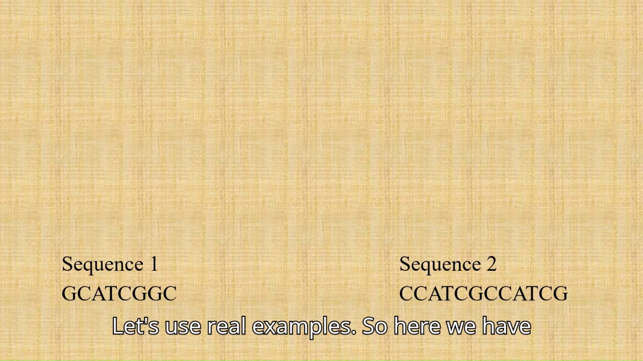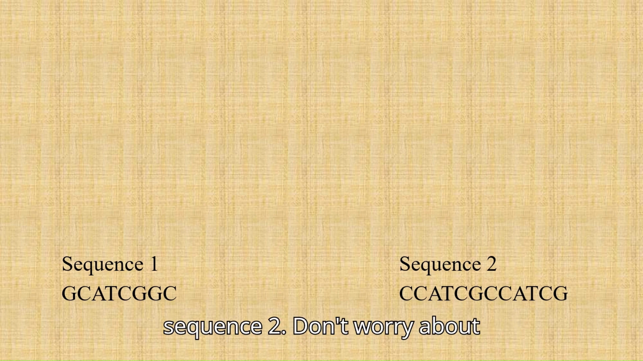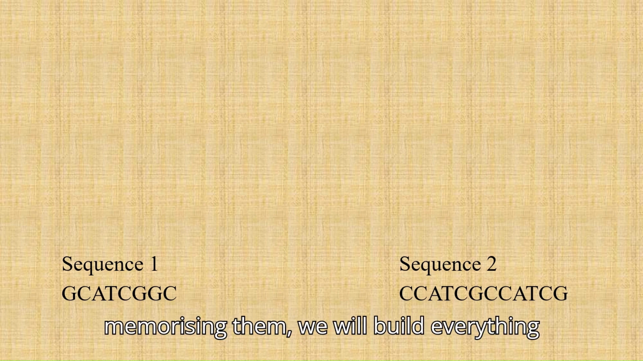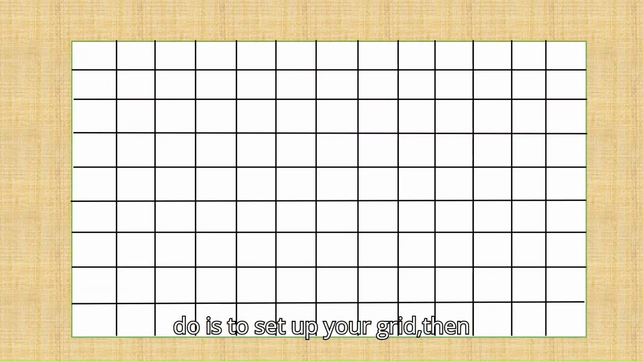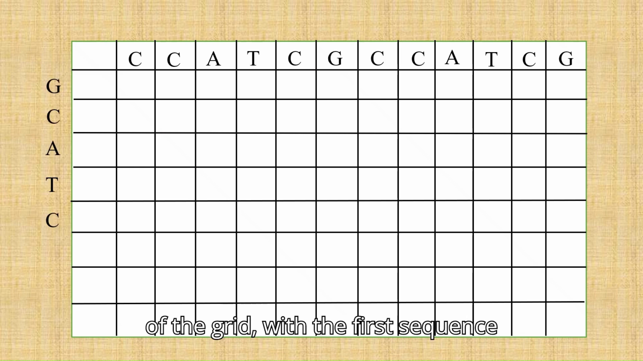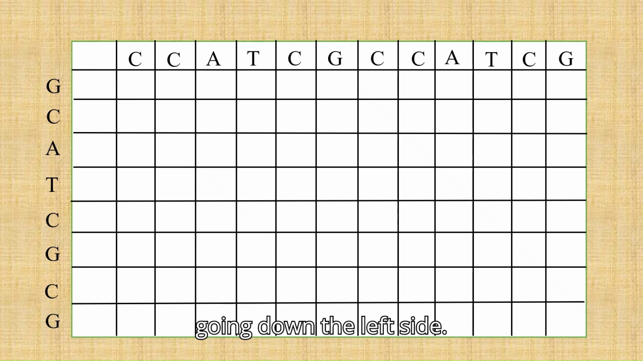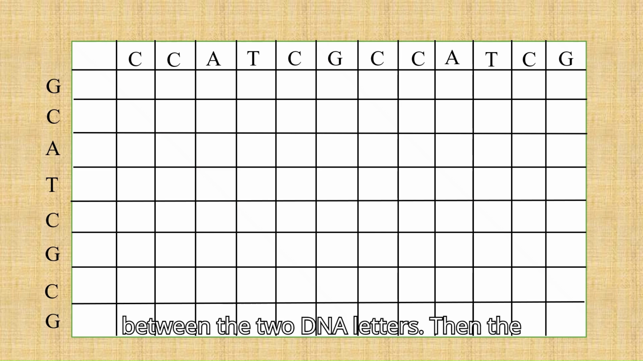Let's use real examples. So here we have our two sequences, sequence 1 and sequence 2. Don't worry about memorizing them. We build everything step by step. So the first thing to do is to set up your grid. Then write the second sequence across the top of the grid with the first sequence going down the left side. Each box now represents a comparison between the two DNA letters.